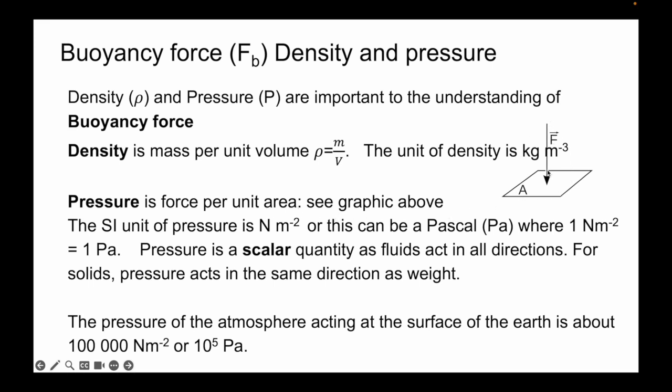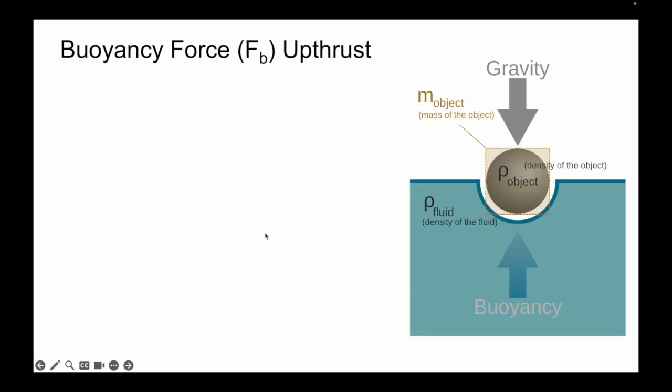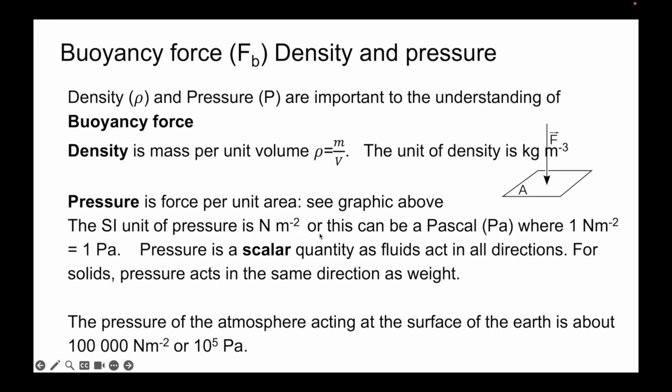You can see the force pushing down on this area. And so the SI unit then, of course, is newtons per meter squared. Or you can call it a Pascal, Pa, where 1 newton per meter squared equals 1 Pascal. Pressure is a scalar quantity, and as fluids act in all directions, that pressure is going to act in all directions. So for solids, pressure acts in the same direction as weight. The pressure of the atmosphere acting at the surface of the Earth is about 100,000 newtons per meter squared, or 10 to the 5th power pascals.